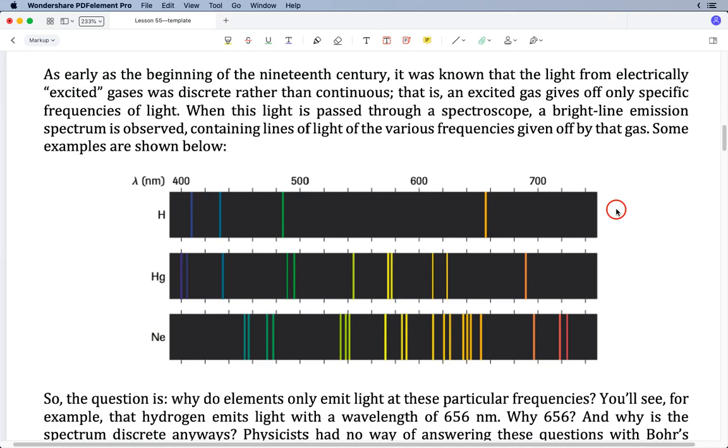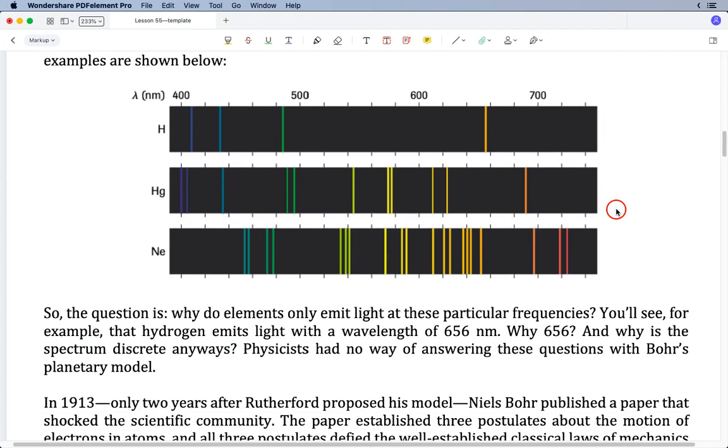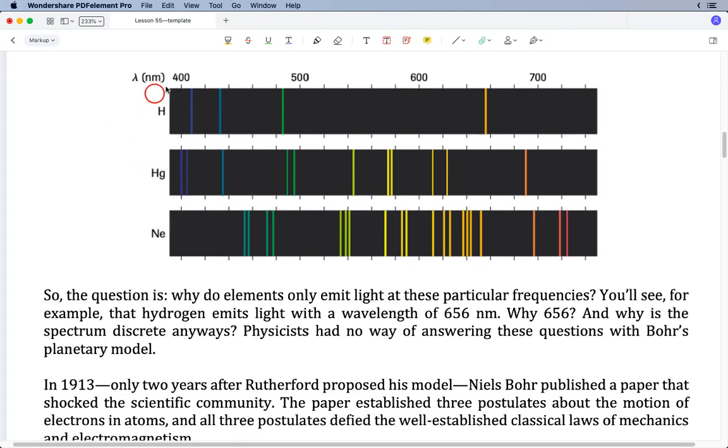So this is kind of strange, and this is difficult to explain if you think that an atom is simply electrons orbiting around a nucleus. And physicists were very interested in understanding exactly why atoms emitted light in this way, because you can just see from looking at this that there doesn't appear to be any rhyme or reason to these lines. They just kind of seem to be all over the place. It isn't really clear why the spectrum is discrete anyways. Why wouldn't it be continuous?